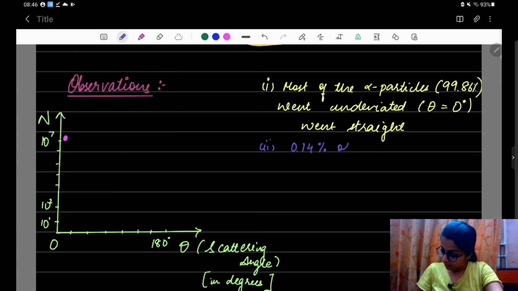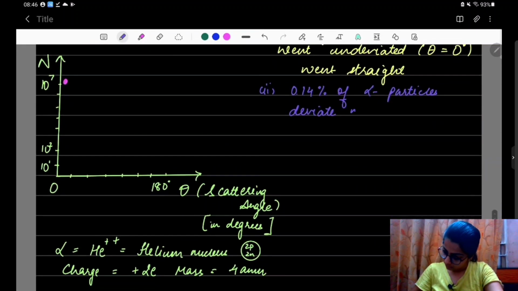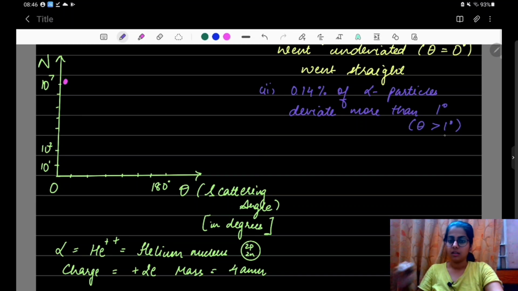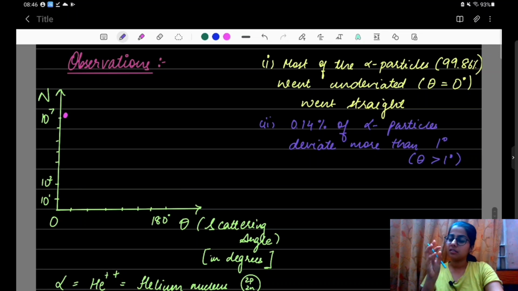0.14% of alpha particles deviate more than 1 degree. That is, theta is greater than 1 degree. 0.14% of alpha particles deviate more than 1 degree. It means there is some matter which is present inside the atom.